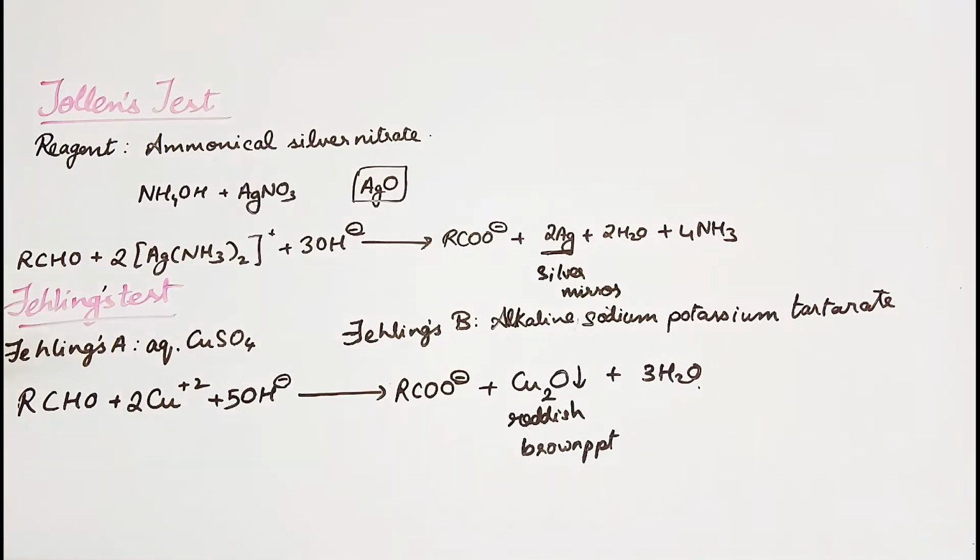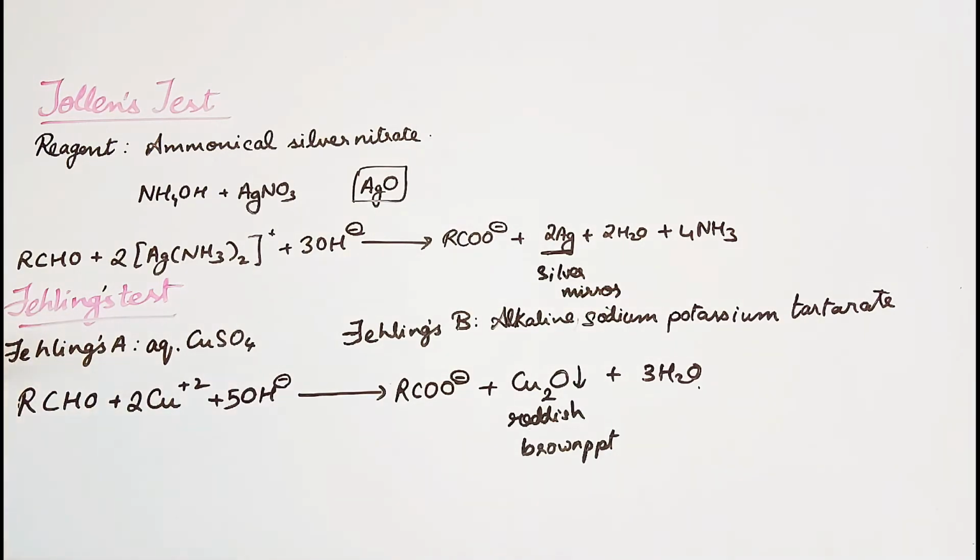Tollen's test was given by both aromatic as well as aliphatic aldehydes, whereas Fehling's test, on the other hand, is given only by the aliphatic aldehydes. It is not given by aromatic aldehydes. Aromatic aldehydes do not give a reddish brown precipitate. Both tests are not given by ketones.